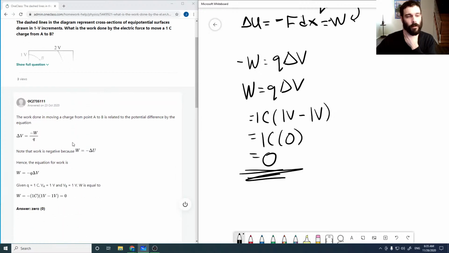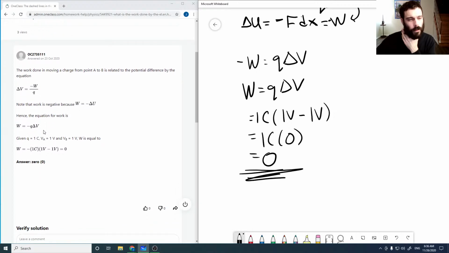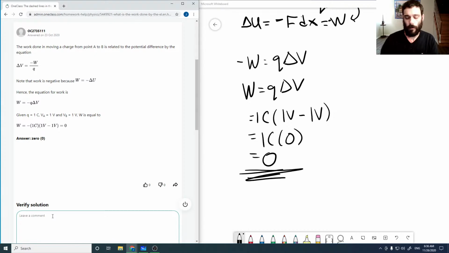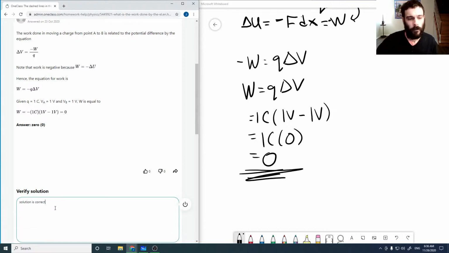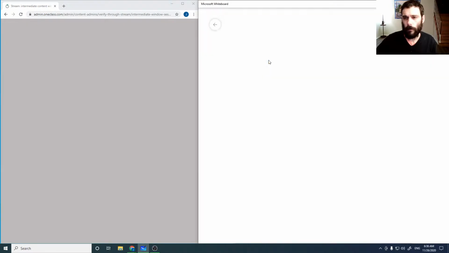Okay, so let's look at the solution. So the work done in moving a charge from point A to B is related to the potential difference. We know that the work is negative, hence the equation for work is this. Given those values, we get 0. So the solution is correct, and looks good. And I'm just going to grab a new one.